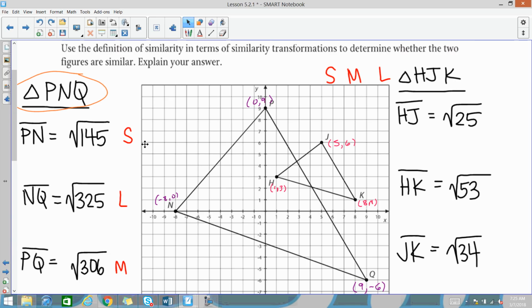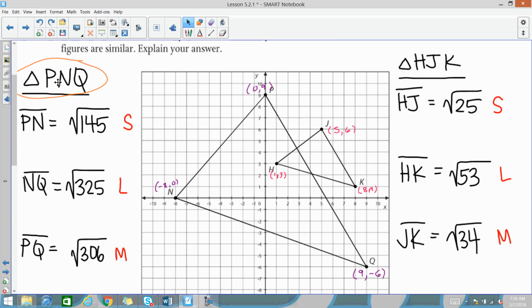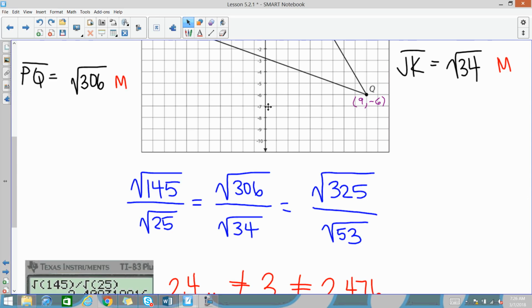Now in triangle HJK, the small side is going to be the square root of 25, the medium side is going to be the square root of 34, and the large side is going to be the square root of 53. Now that we've categorized them, we're going to determine whether these 2 triangles, PNQ and HJK, are in fact similar.